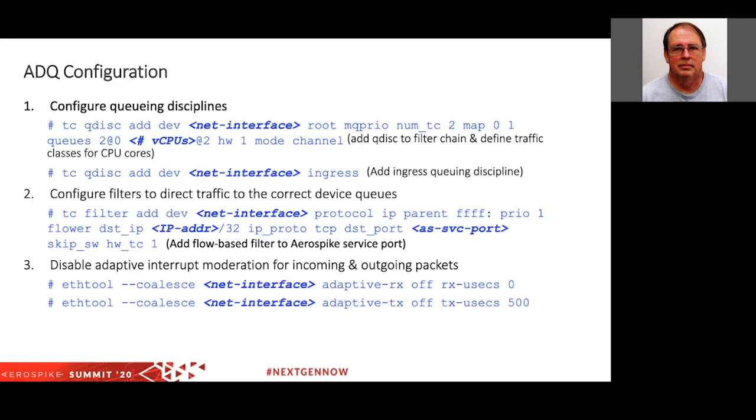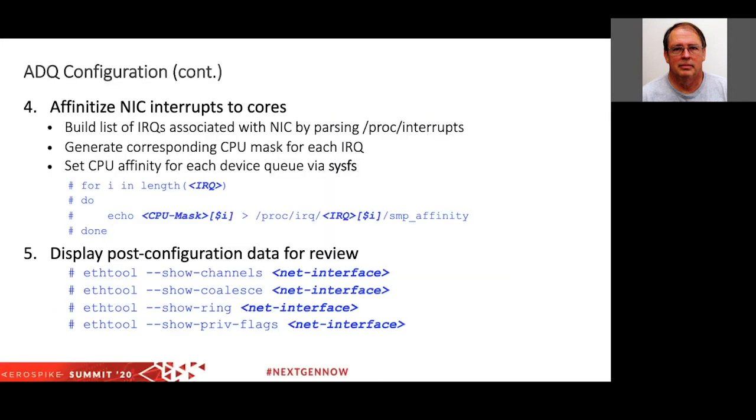Adaptive interrupt moderation is just a fancy word for saying that you don't want to have a one-to-one correspondence between packets and interrupts. So you want to disable those mechanisms because we've already talked about that.